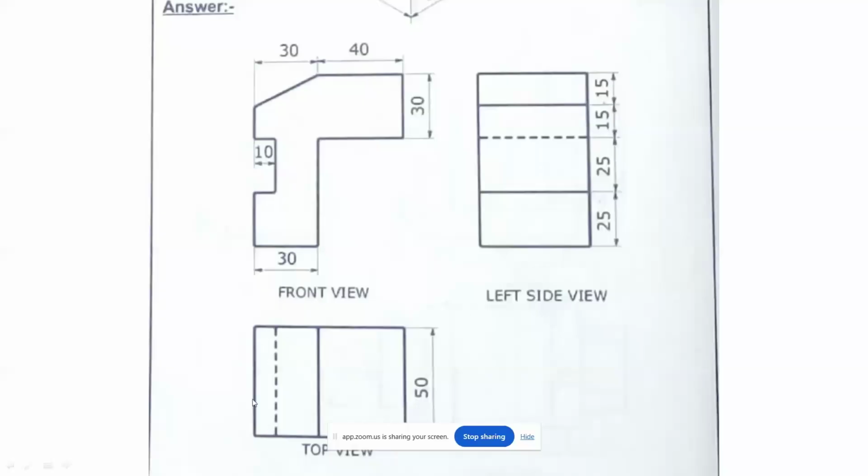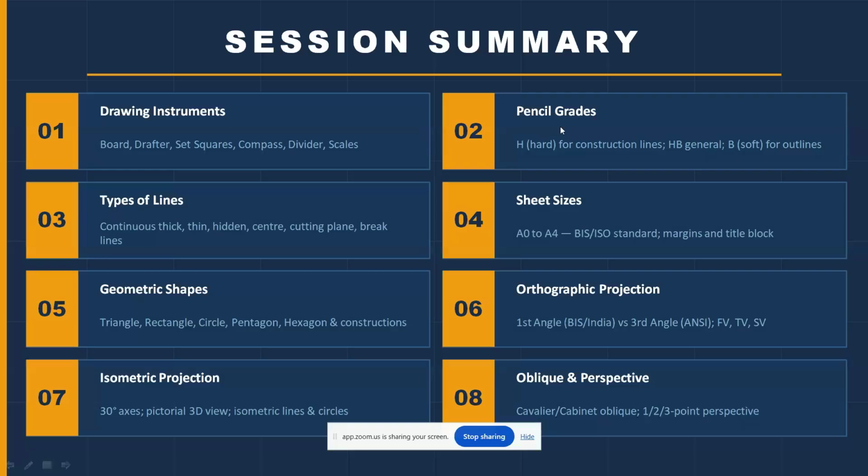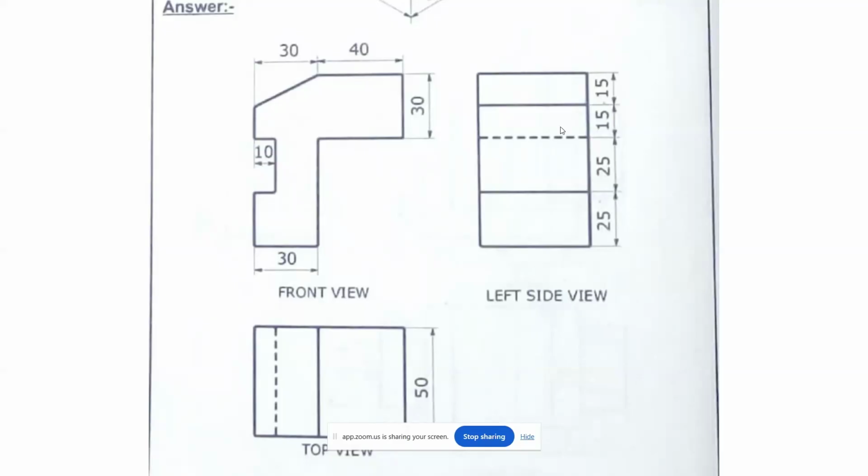I hope everyone is clear with these drawings. Yes, sir, clear. Maybe I'll give you a few exercise problems, because this is the main thing. To start with, we only have the option of understanding, so orthographic views are there for understanding purposes. I'll give you a few drawings, and you can try them.